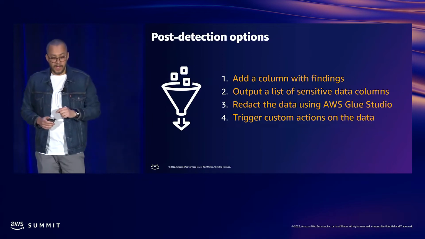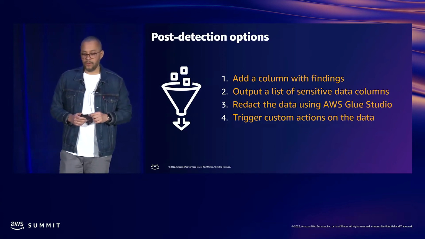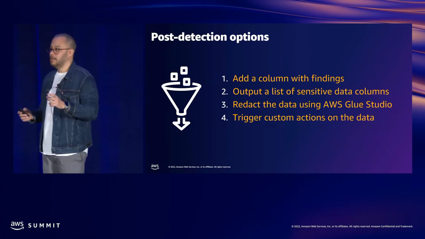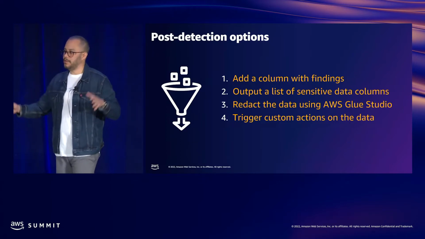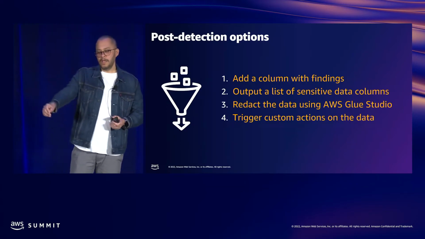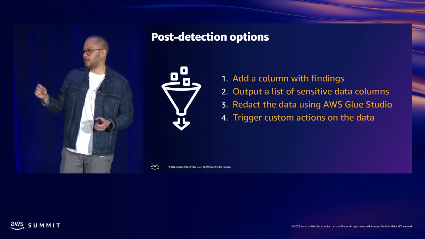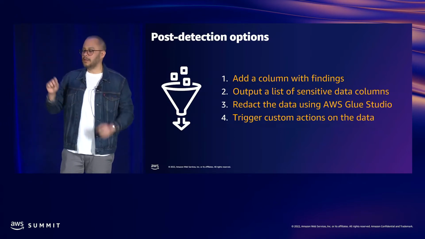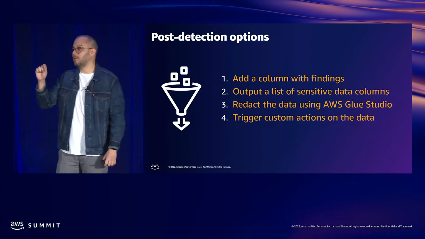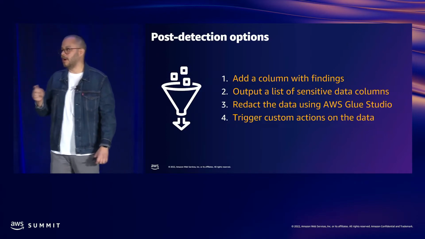The first one is that you have the option to add a column with the findings. What this means is, imagine that you have a table. We are going to add a new column that is a kind of flag that is going to tell you if that specific row has PII data or sensitive data or not.